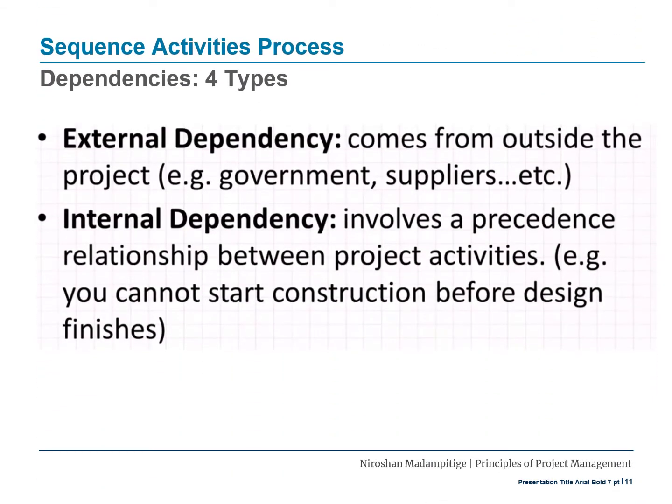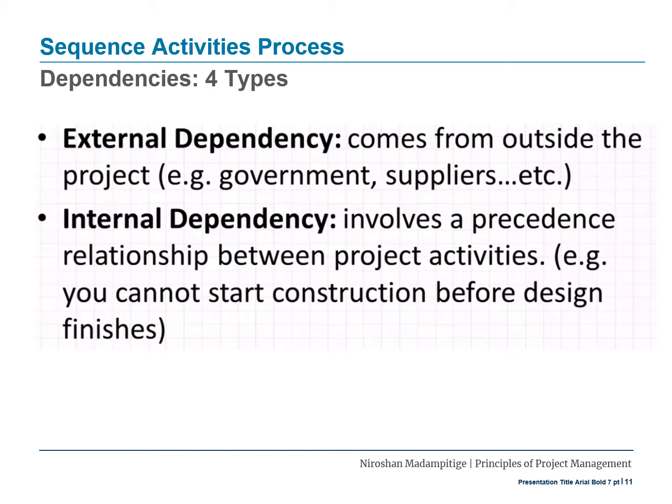The third type of dependency is known as external dependencies. As the name suggests, these dependencies come from outside the project. Example, government, suppliers, or any outside vendor who is involved in the project.